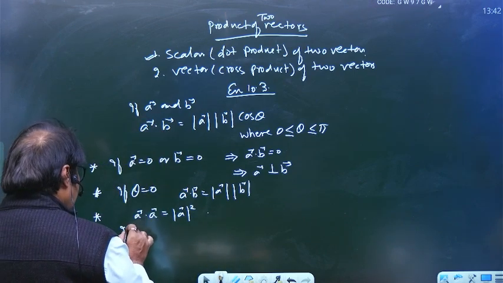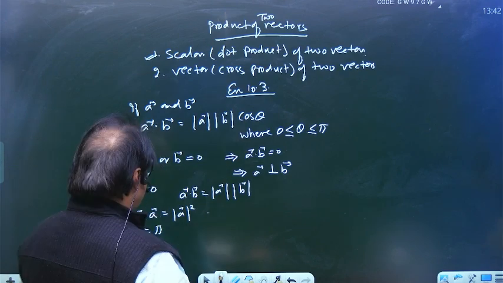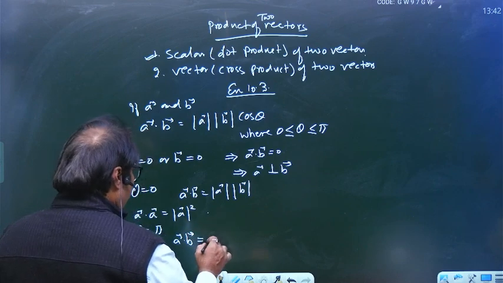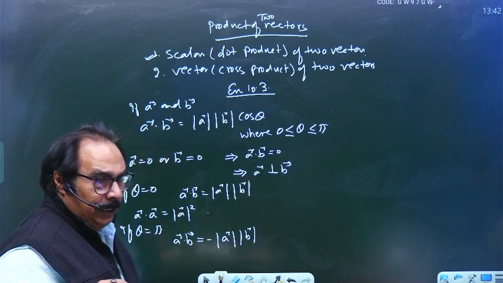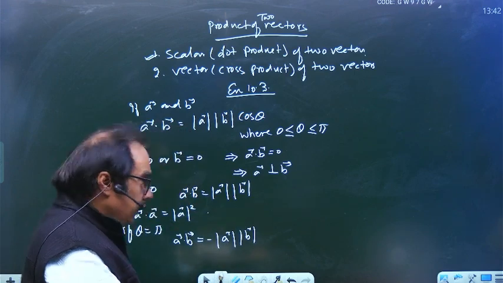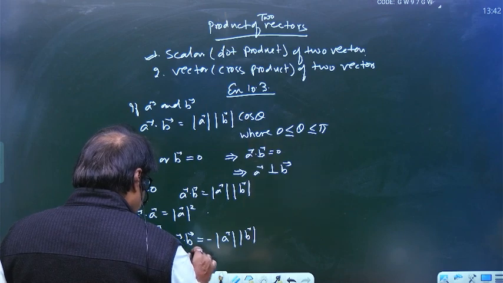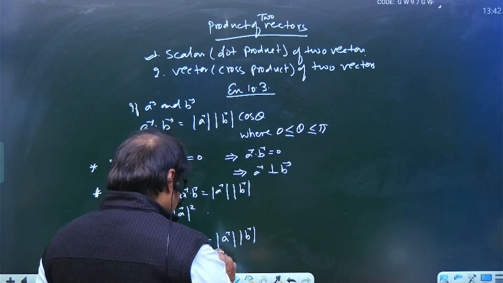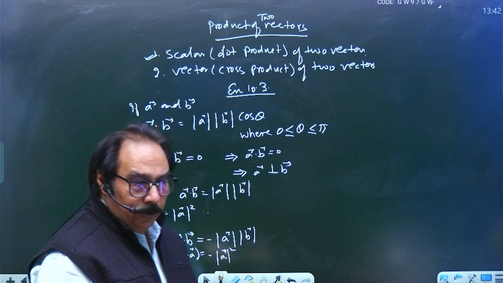Another point is, if theta is equal to pi, what about the dot product? If theta is equal to pi, then A dot B is equal to minus magnitude of A into magnitude of B, because cos pi is equal to minus 1. So in this case, A dot minus A is equal to minus magnitude of A squared. So in this case again theta will be equal to pi.